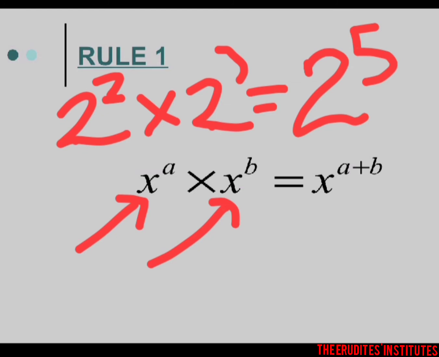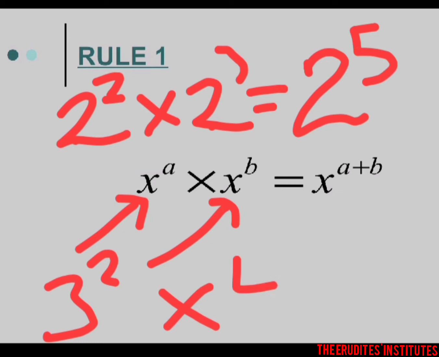If you have something such as 3 squared multiplied by 4 squared, this will not work because the bases are different. So with this, you have to expand this separately. That is 3 squared giving us 9, and then 4 squared giving us 16. Then you multiply 9 by 16, that would give us 144. So we keep that in mind.